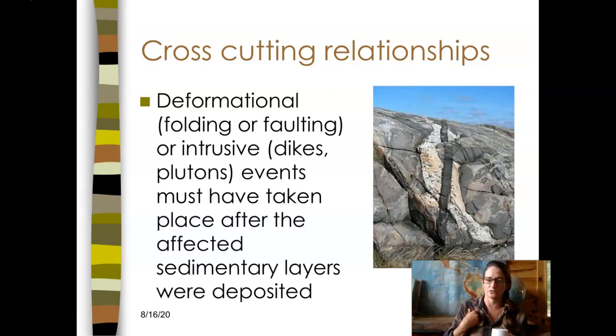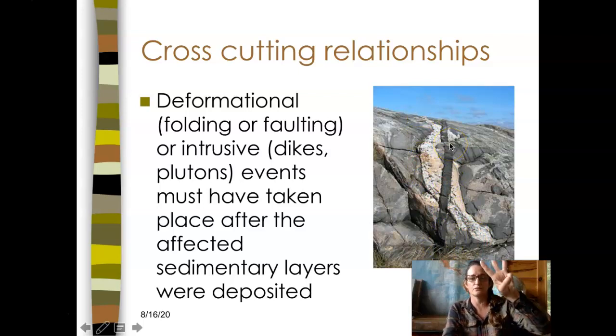So cross-cutting relationships. In the image, there's that dark gray background rock. We call that the country rock. It's been cut through by this light colored granitic dike, and then both of those have been cut through by this dark dike. So there's three rock types: the oldest gray background, the middle-aged white granite, and then it's cut through by what appears to be a basalt. I don't know the exact ages of those rocks, but I know which one happened first of the three.